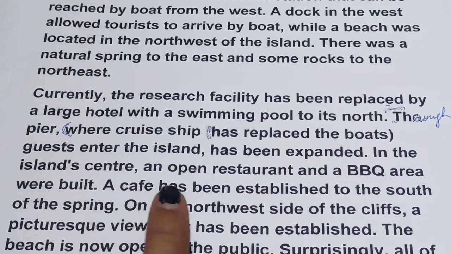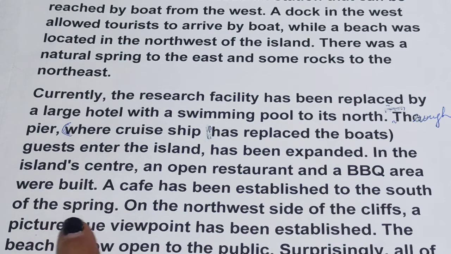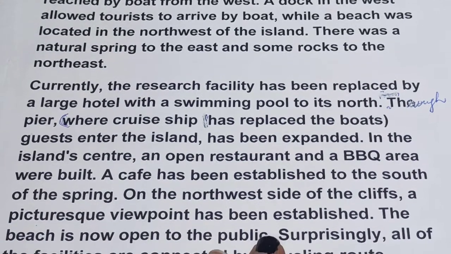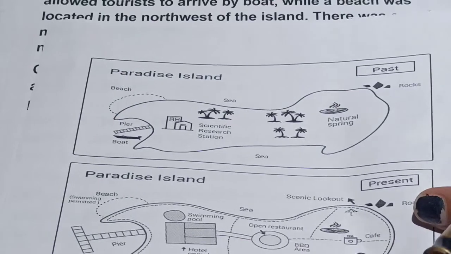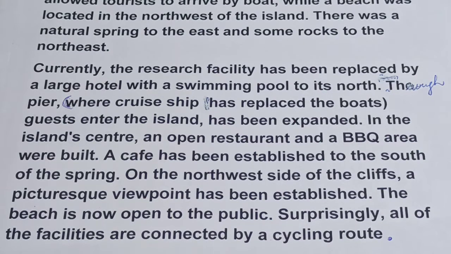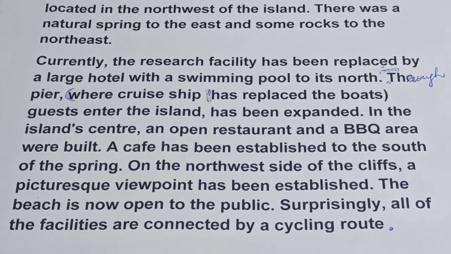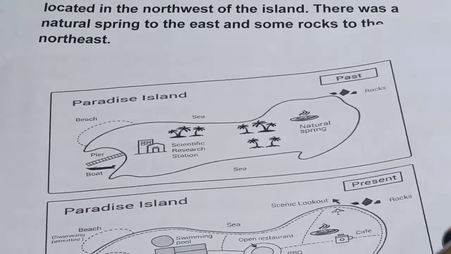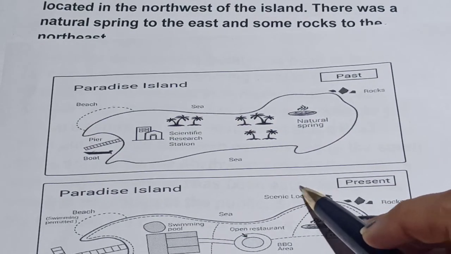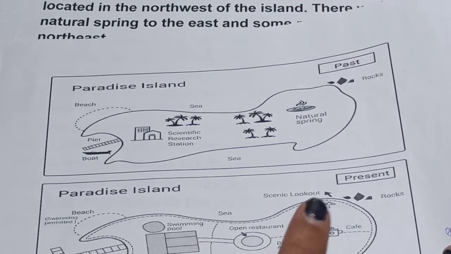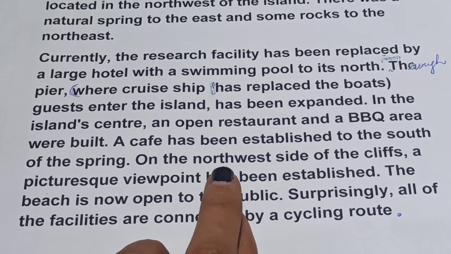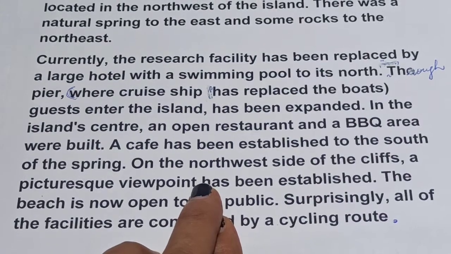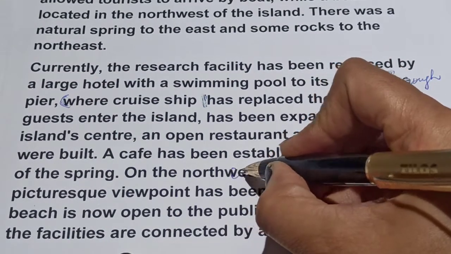Now in the island center, an open restaurant and a BBQ area were built. A cafe has been established to the south of the spring. On the cliffs, a picturesque viewpoint or scenic lookout has been established in the northeast direction, not the northwest, east.